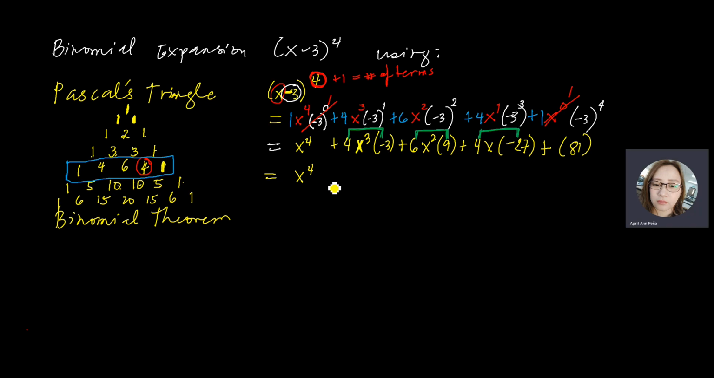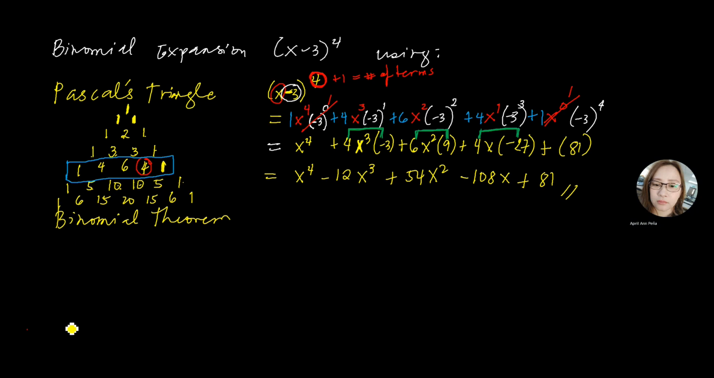So we do have 4 times -3 is -12. Then we do have x cubed plus 6 times 9 is 54, x squared. 4 times -27 is -108. Copy the x plus 81. This is the final answer. So that is using Pascal's.